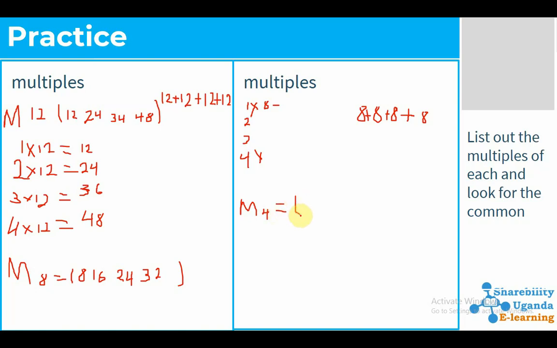If we also come with another number, which is 4, multiples of 4, what is 4 times 1? We get 4. What is 4 times 2? We get 8. What is 4 times 3? We get 12. Hope someone is also doing it with me. What is 4 times 4? We get 16. What is 4 times 5? We get 20.